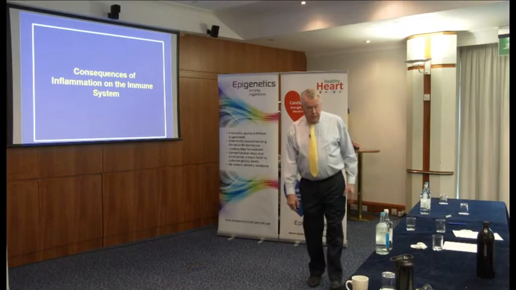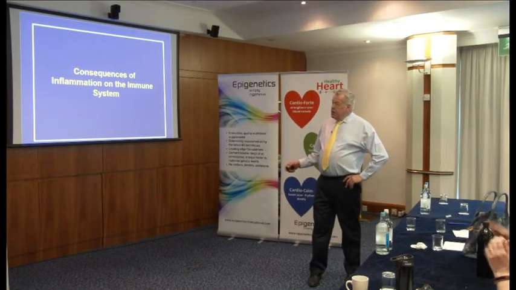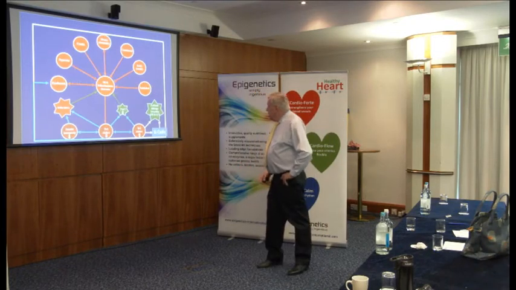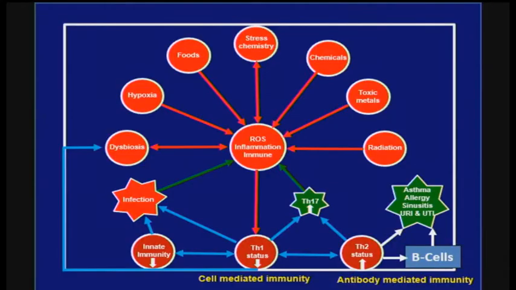Okay, so consequences of inflammation on the immune system. Let's go back to our chart. This is why we use this all the time. Here we've got infection creating and driving the inflammatory oxidative immune response.